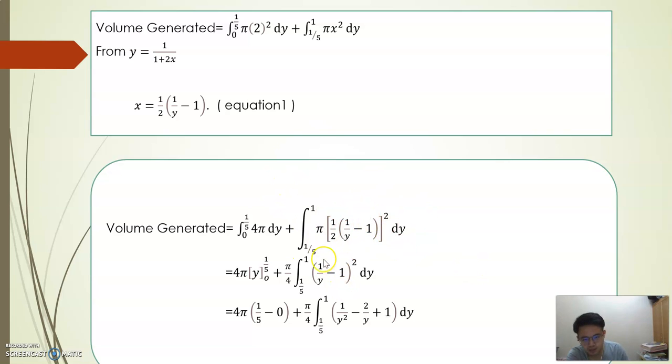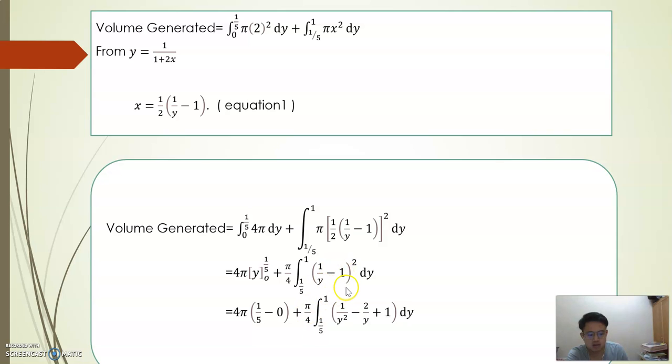So we do the integration here. For 4 pi, we have the bracket and then the difference between 1 over 5 and 0. This means we want the difference between the higher value and the lower value. From region BCD, we take out the 1 over 4, from 1 over 2 squared, because it's a constant. So finally we have 1 over y minus 1, squared, dy. After the integration, we get 4 pi times 1 over 5 minus 0. So the answer is 4 over 5 pi.